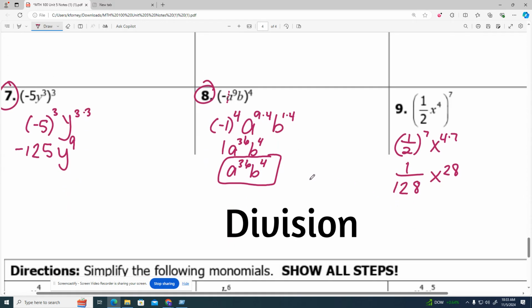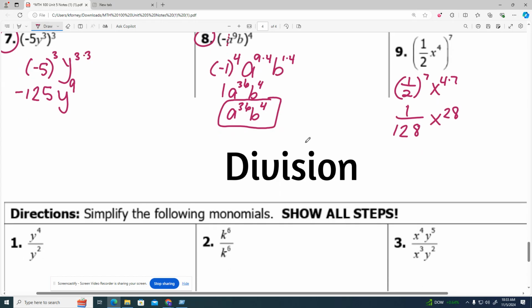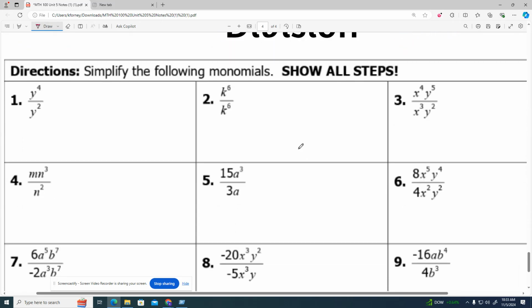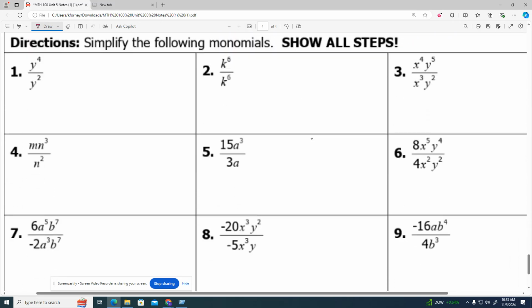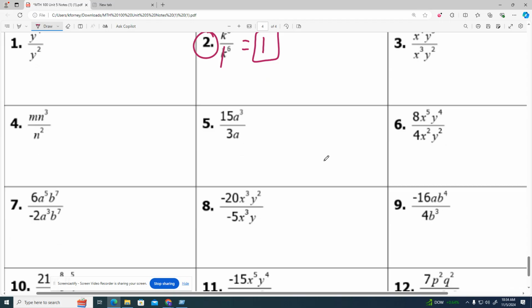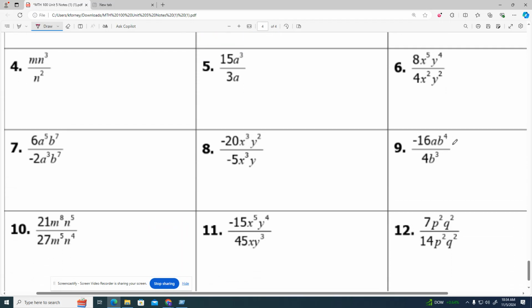And then lastly, we're going to look at division. So in division, what do we do with exponents? Subtract. So let's look at number 2. We talked about this. When you have something divided by itself, it cancels out and becomes 1. Okay? Now, next ones we'll look at, let's look at 6, 10, and 11.